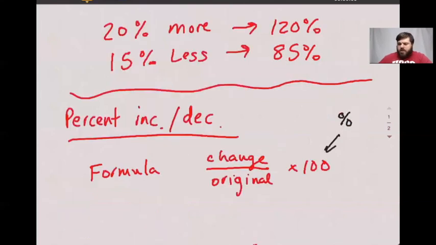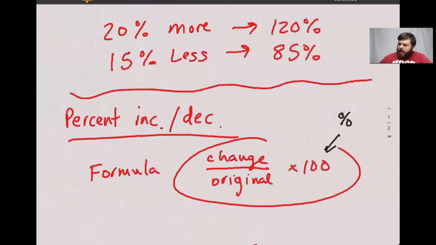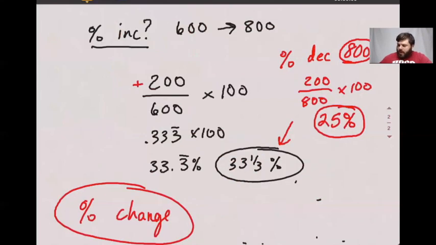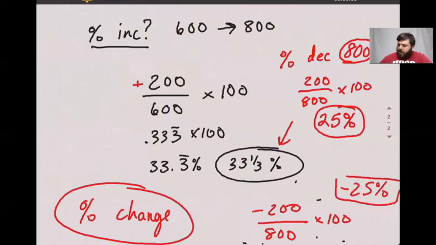The only thing you have to remember is this formula: change divided by the original times 100. And if you do percent change, you would actually do negative 200 over 800 times 100. So that would give you negative 25%. That's the percent change. This is the percent decrease. But the point is, percent increase and percent decrease don't carry a sign, whereas with percent change, if you go down, you have to make sure you include that negative sign.